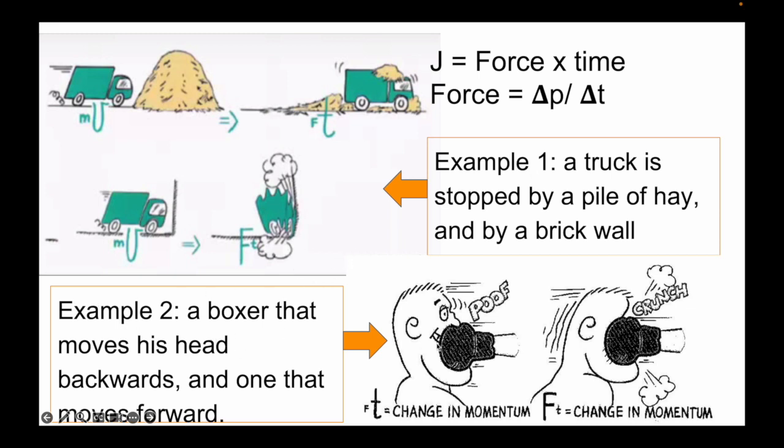Second example is a boxer that moves his head backwards. So that boxer is actually moving backwards, and when he gets hit, you notice he's still got that smile on his face. I don't know if he's going to be smiling this much when his head is moving forward and the fist is also moving in the opposite direction. This is really going to cause some damage here. I don't think he's smiling anymore.